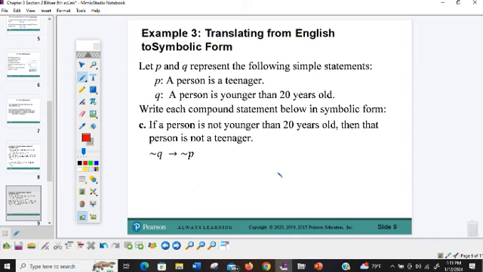Now there's also a part C. It says if a person is not younger than 20 years old, that's not Q, then that person is not a teenager. A teenager's P, so that's going to be not P. Now remember that the if-then is that arrow. So if a person is not younger than 20, that's not Q, then that person is not a teenager.